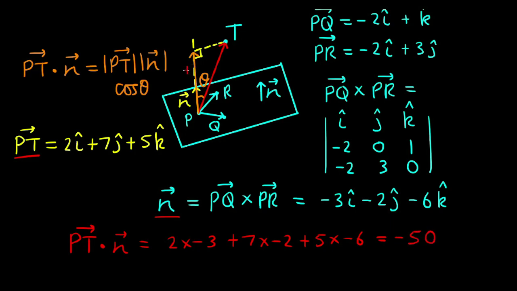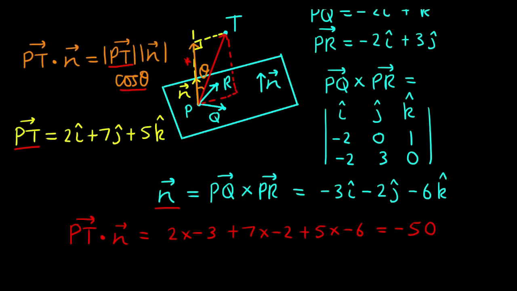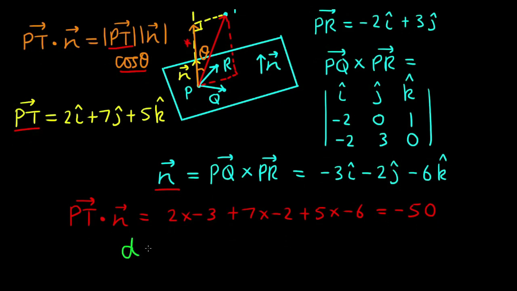And the magnitude of this projected vector is the magnitude of PT cosine theta. And this is the distance from point T to the plane. So PT cosine theta is equal to d, which is thereby equal to PT dot n on the magnitude of n. And what we do is take the absolute value of the result, because distance is a scalar quantity with no direction.